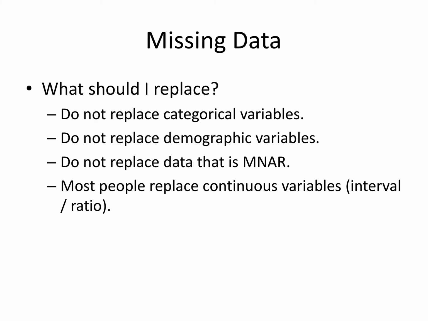Or things like gender or political orientation. So generally, categorical variables are harder to estimate. Don't replace demographic variables. Don't replace missing not at random data. And so we're kind of limiting ourselves to continuous-ish variables, so interval or ratio data, where there only is about 5% of missing data happening.